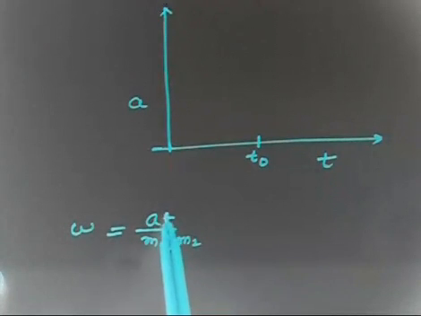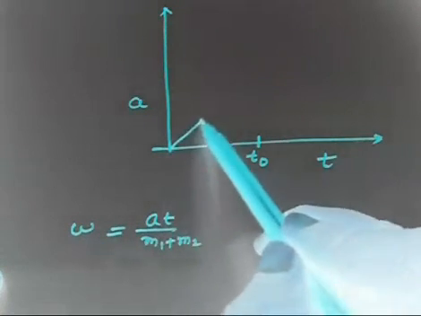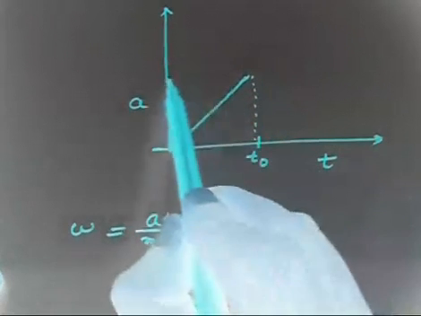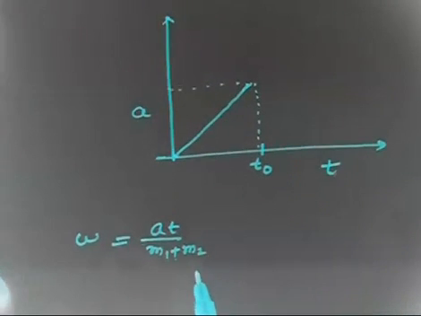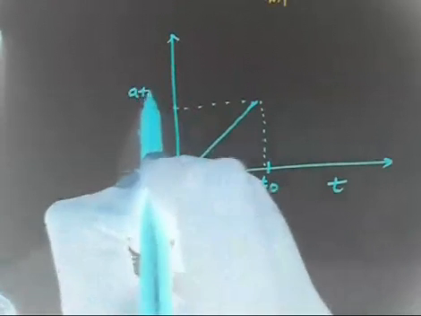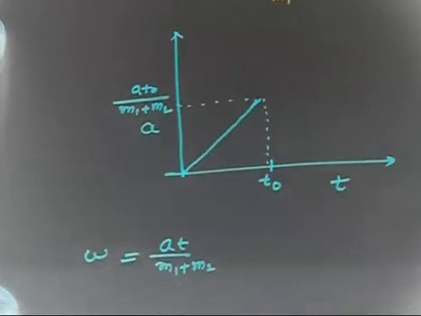Now this acceleration will depend upon time. So before this time, if we increase t, this acceleration will increase. So you have a linear graph, and the maximum value of this graph will be at t naught, a t naught by m1 plus m2. So at this point you will have a t naught by m1 plus m2. Are you getting or not?